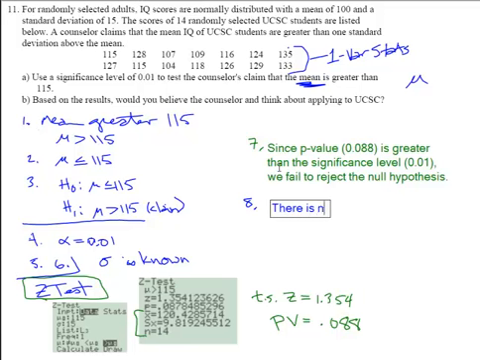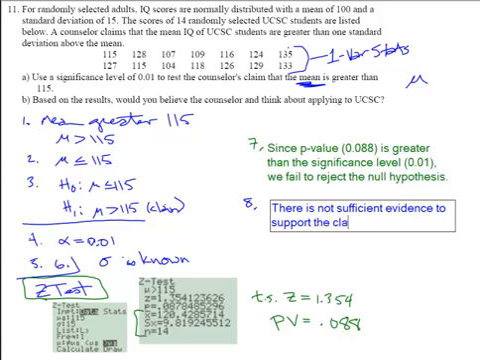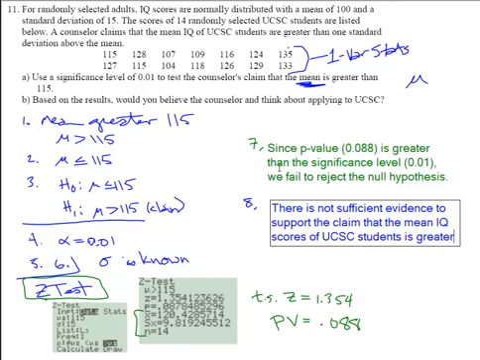There is not sufficient evidence to support the claim that the mean IQ scores of UCSC students is greater than 1 standard deviation. We'll just call it 115. Okay, so this is problem number 11.